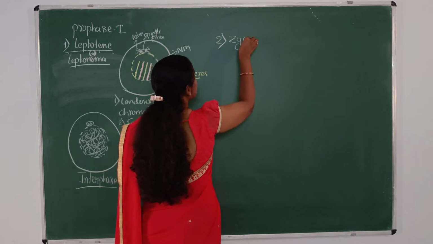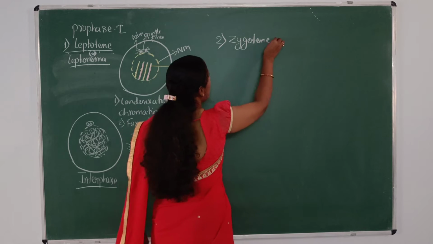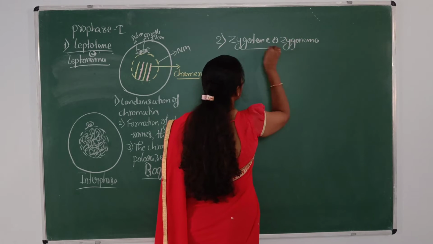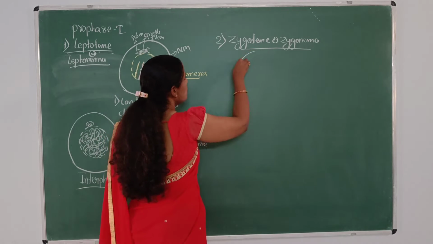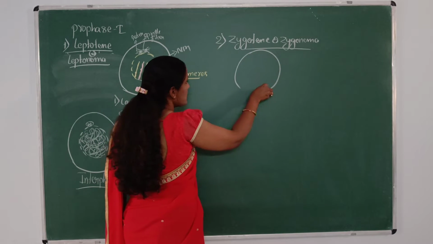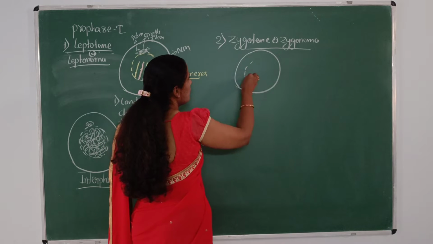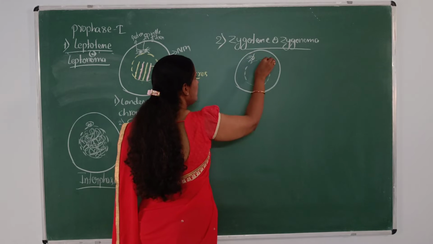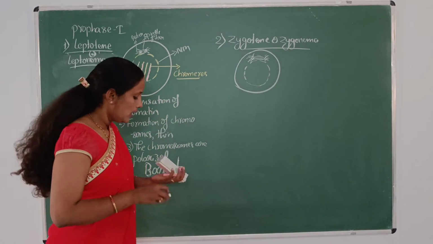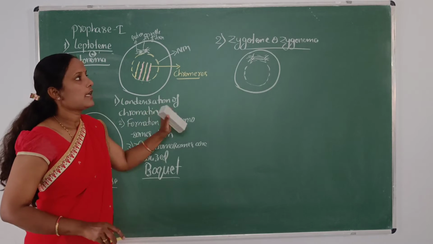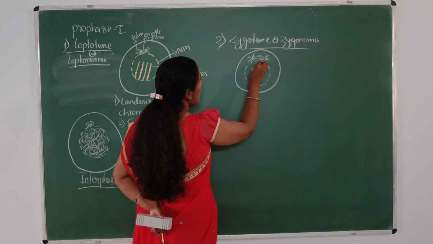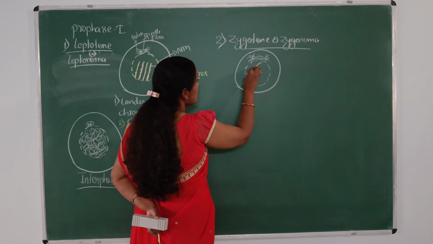Zygotene, or it is called zygonema. Here also the nuclear membrane will be present as such, and the centrioles are traveling, and the asters are also present. And here in the zygotene phase, there is a pairing of homologous chromosomes.